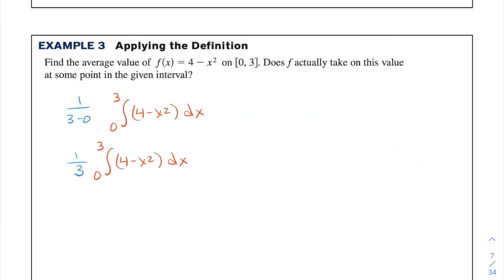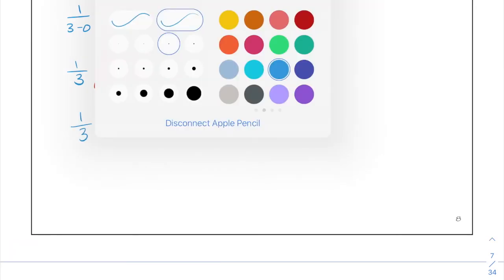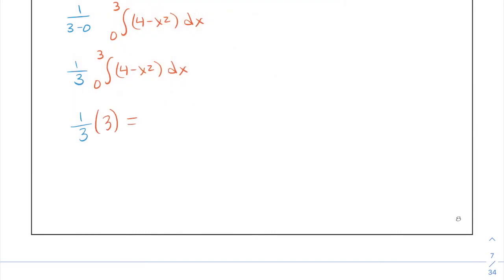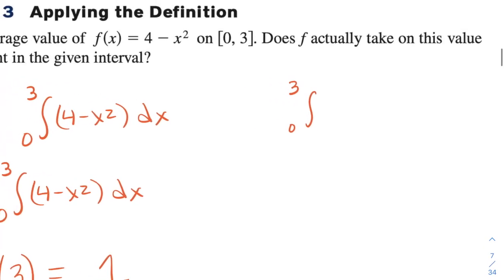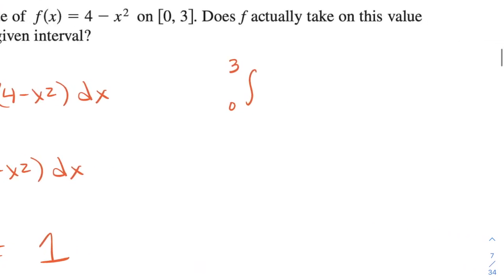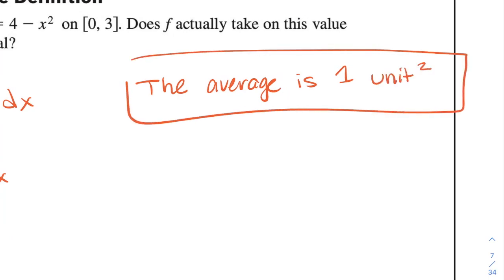So I'm going to say that this is equal to 1/3 of 3, which is 1. So we want to write this finally. We'll just say the average is 1 unit squared because it's the area.